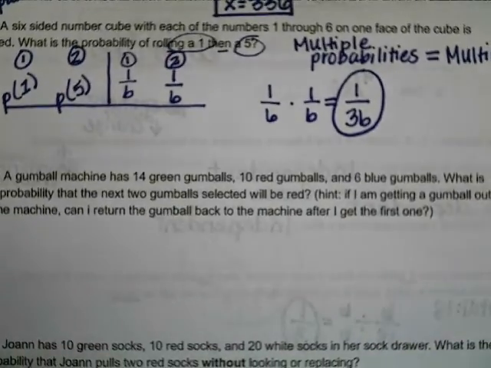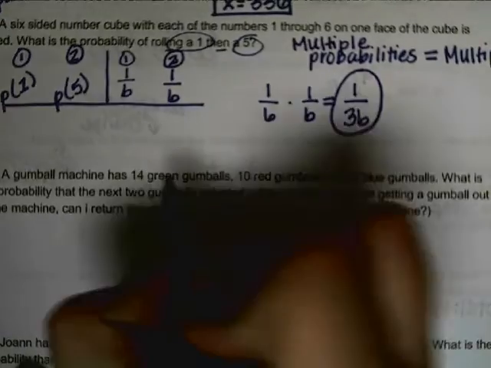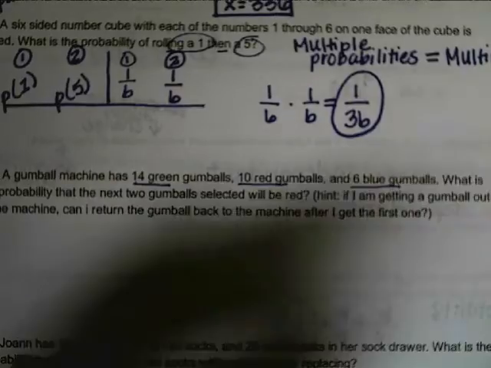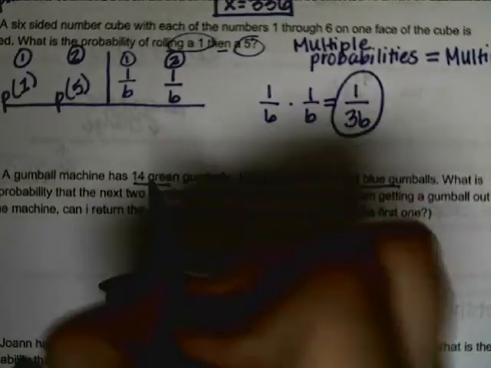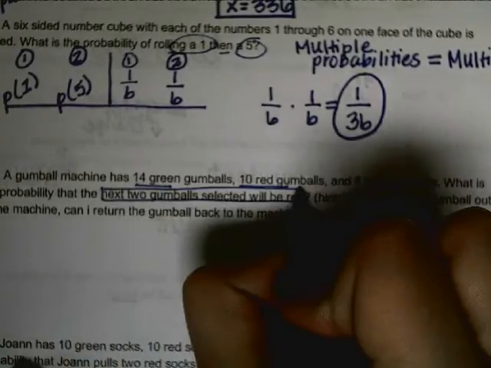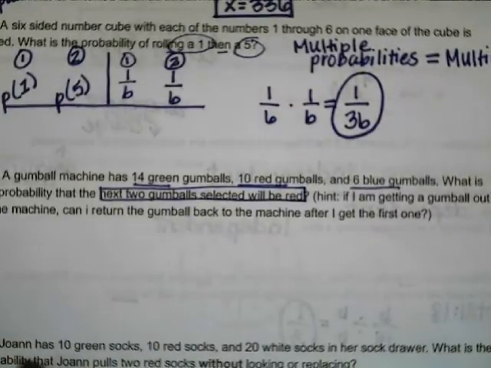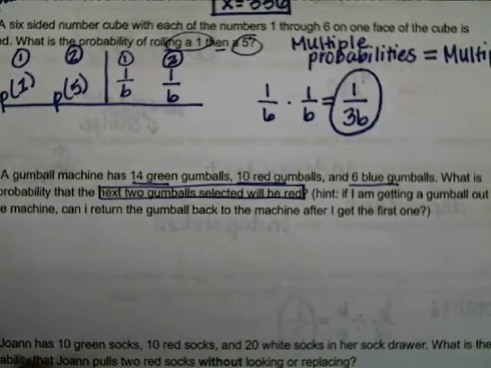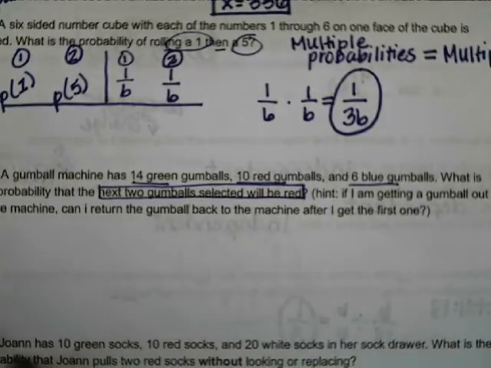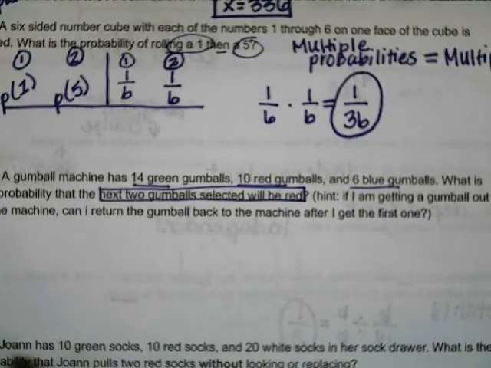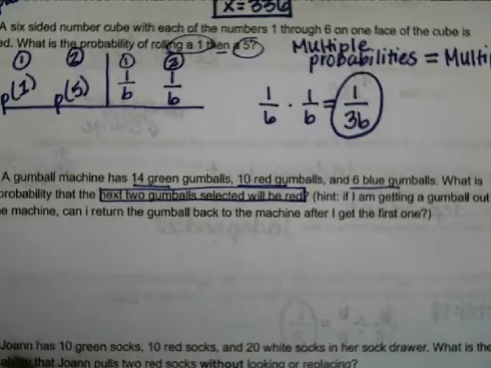Question 10. A gumball machine has 14 green gumballs, 10 red gumballs, and 6 blue gumballs. What is the probability that the next 2 gumballs selected will be red? Hint: if I'm getting a gumball out of the machine, can I return it back to the gumball machine after I get the first one? The answer is no, because once you take a gumball out, you can't just stick it back in the machine. Therefore, the amount of gumballs in the machine will decrease by 1 each time.